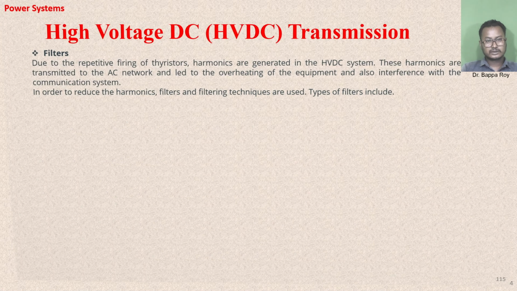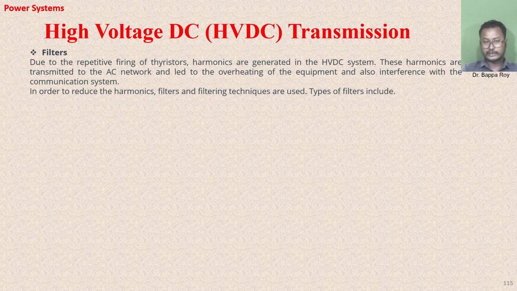So, filters. Filters are needed due to the repetitive firing of thyristors, because we are using thyristors, IGBTs and all those devices. Because of them, they fire continuously. Firing injects disturbances like that, so harmonics are generated in the HVDC systems.